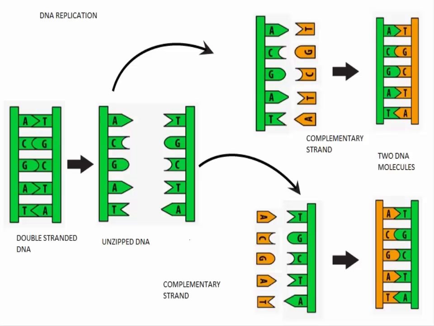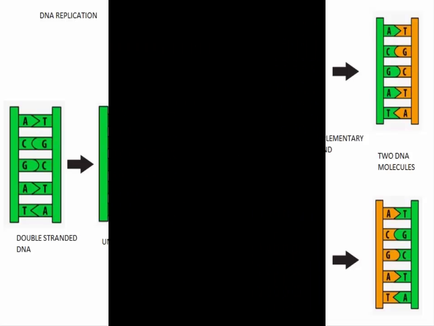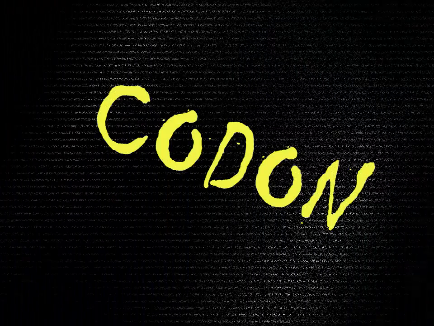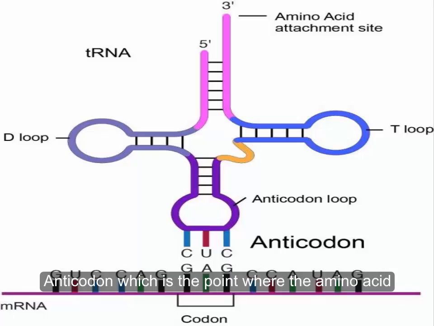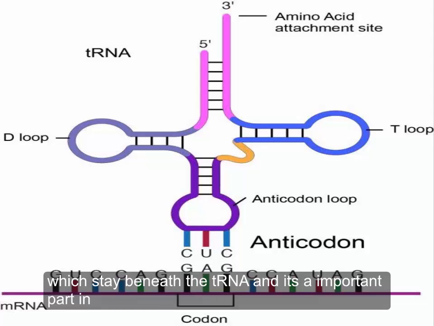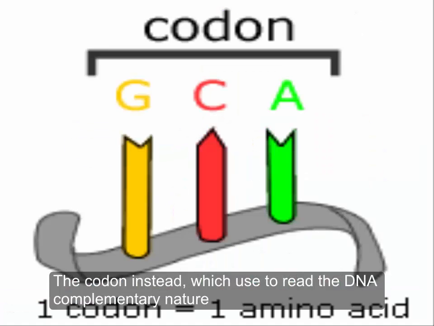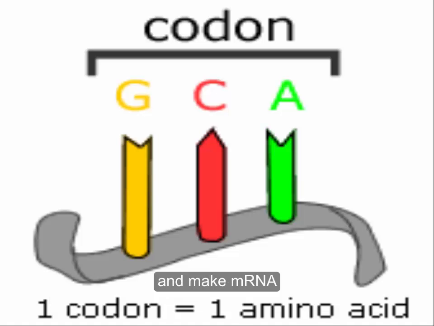So, in all the processes above, there's something called anticodon and codon. But both of them are different. Anticodon is the point where the amino acid sits beneath the tRNA, and this is an important part in translation. It is used to read the codon, which is made from the mRNA. The codon instead is used to read the DNA complementary nature and make mRNA.